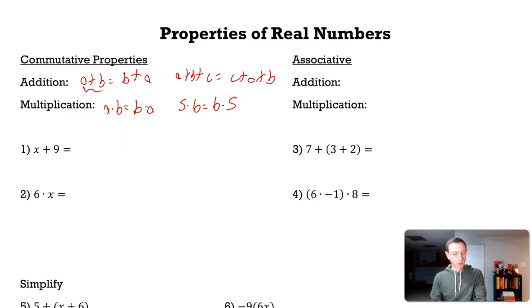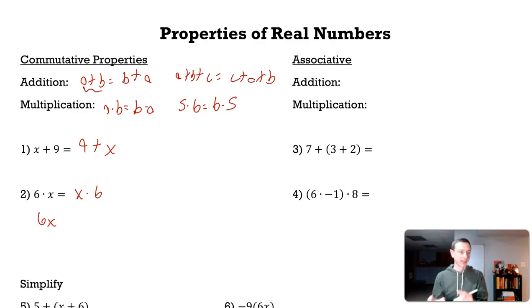Let's do some examples. So number 1, x plus 9 can be rewritten as 9 plus x. And those are not like terms or anything, so we would just leave it as 9 plus x. 6 times x can be rewritten as x times 6. Typically we would just leave 6 times x as just 6x. But it is good to understand that the commutative property does apply there.